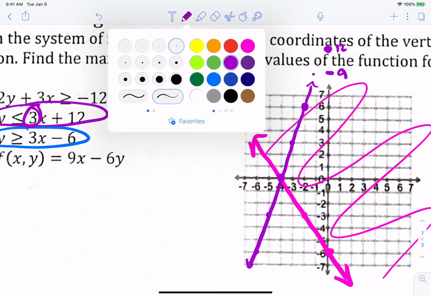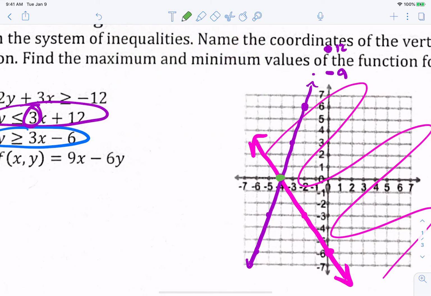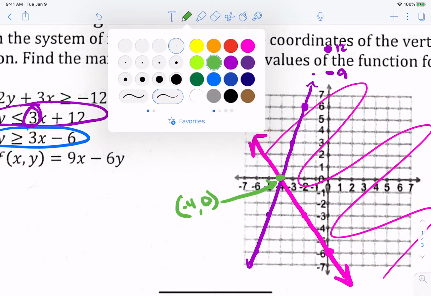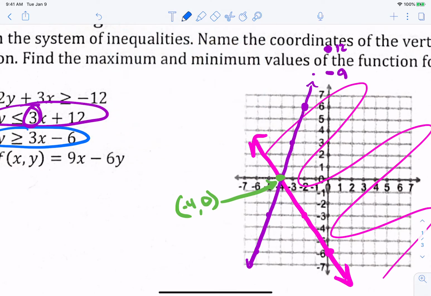Can we mark him? Because I like that dot. They cross at a real nice place. What's that real nice place we're at? Negative 4, 0. We're going to label him because I'm so excited about them crossing. I labeled that one too. 0, 0.